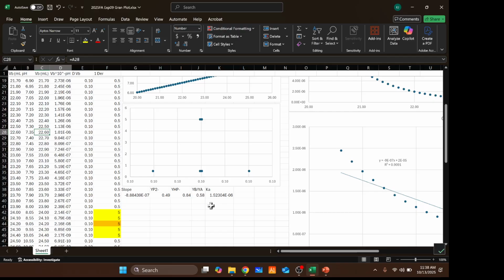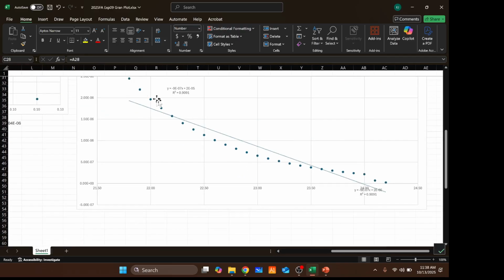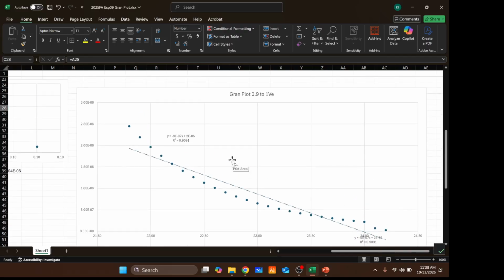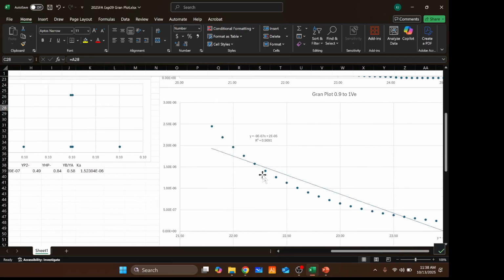Grand plots should always come down like this because you're going negative pH, right? So that pH value is going up, and so you're going 10 to the negative 5, 10 to the negative 7, 10 to the negative 8, and those are smaller values. Notice my value is not very good. Hopefully yours is better.